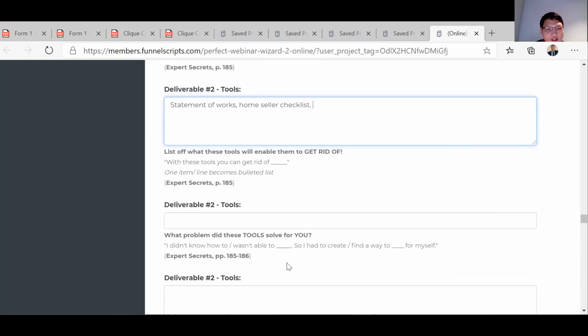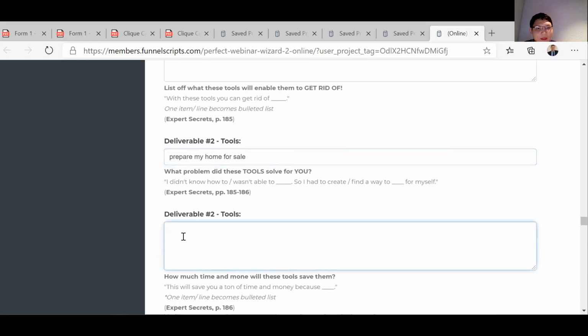That's all. And so what problem did the tool solve for you? I didn't know how to prepare my home for sale. So yeah, they don't know how to prepare. So you have a home center checklist, and that will help them prepare their home for sale.